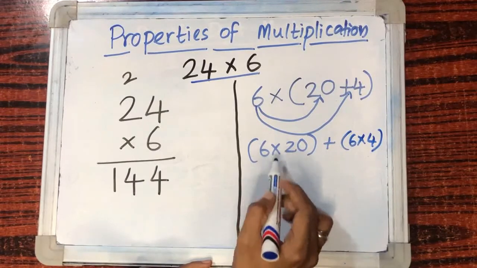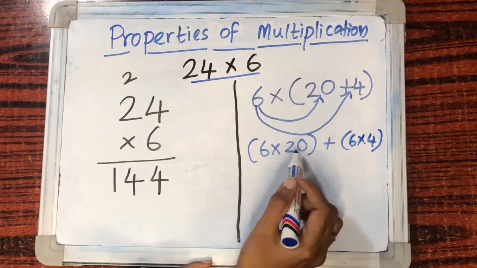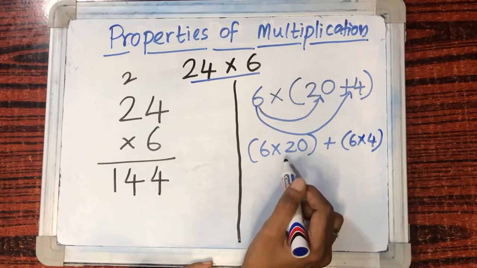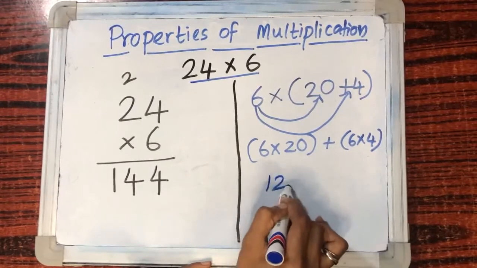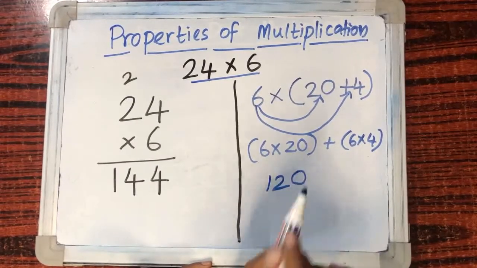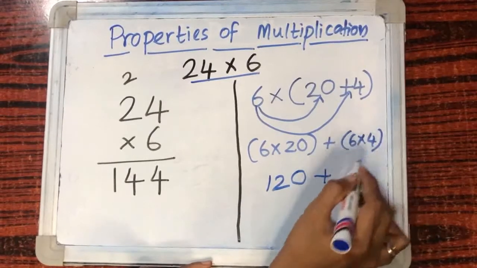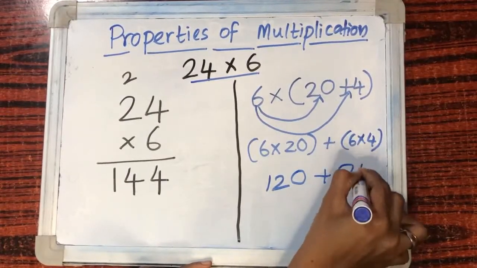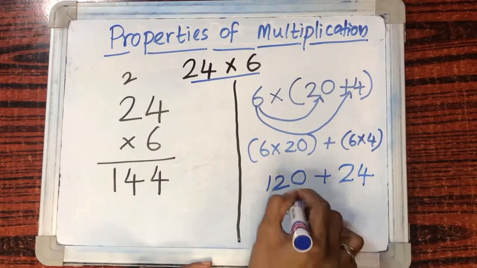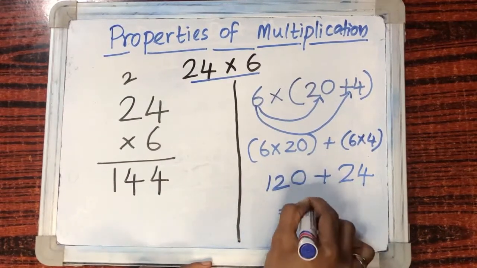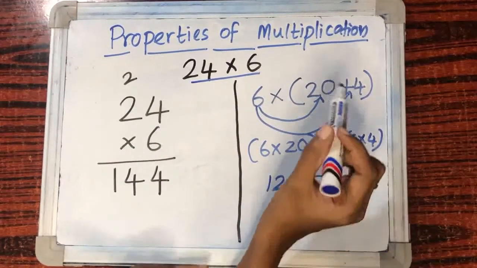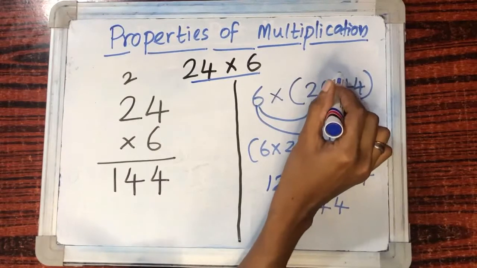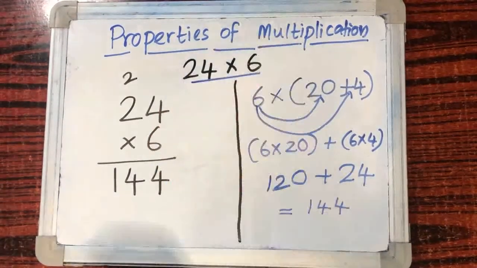6 times 20, I am going to explain you a little trick. You could multiply 6 times 2, which is 12, and write this 0 over here, and then 6 times 4, which is 24. Now when I add these two numbers, the answer is 144. I have used addition of distributive law. You could use subtraction even. Any way that you derive the answer would be fine.